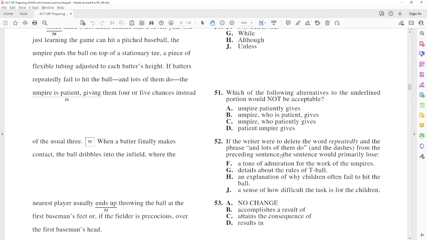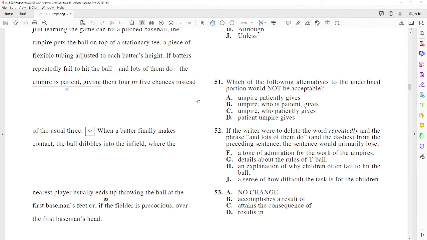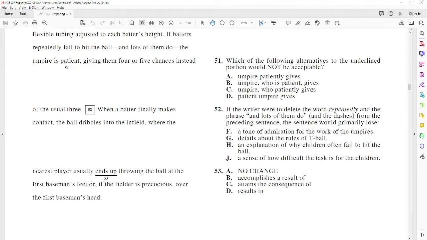And that's the other thing I want them to miss. So I think it would, the umpire is patient, giving them 4 or 5 chances instead of the usual 3. So I think if you remove repeatedly, and lots of them do, it would remove the reason for the umpire having to give them extra chances. That's my anticipation. So let's check it out.